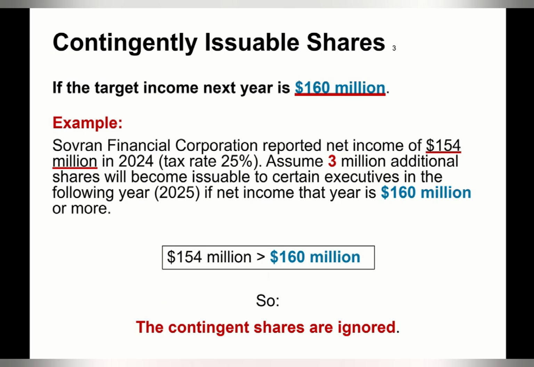In contrast, if net income that year is $160 million or more, so $150 million is less than $160 million. Therefore, the contingent shares are ignored.